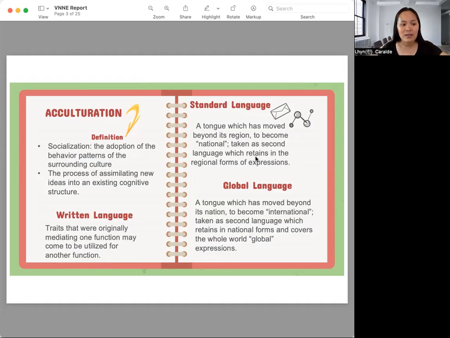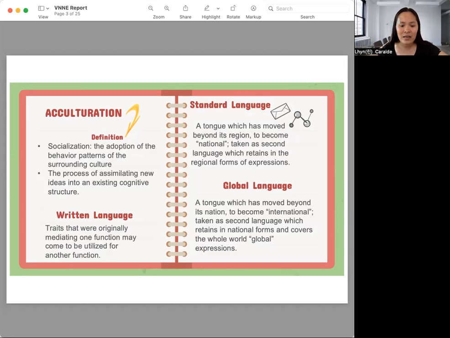The next one is the standard language. This standard language is a tongue which has moved beyond its region to become national, taken as a second language which retains the regional forms of expression. So this standard language has only moved from the region to become national. And this is also the second language that we use for the forms of expression.